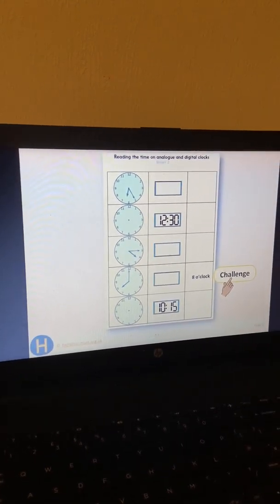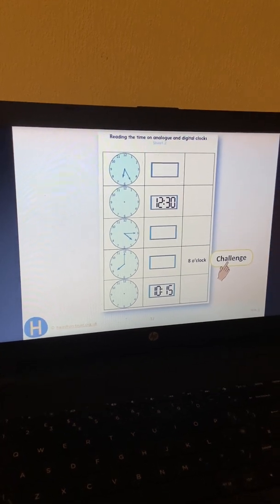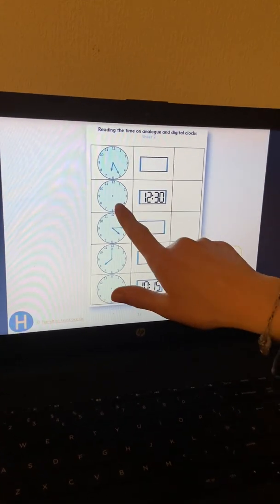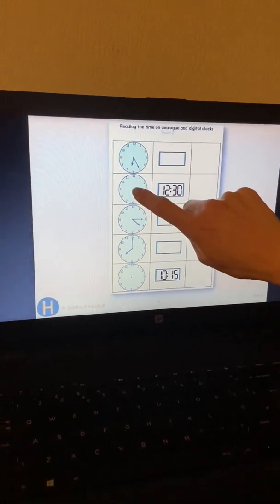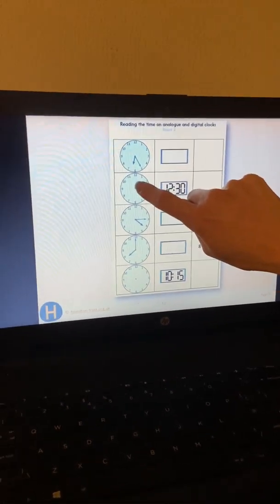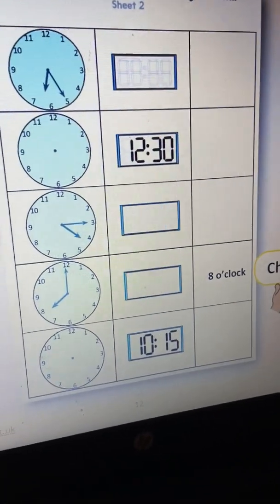If you do feel like you want to give it a try, but you're a bit unsure, throw your answers at me and we can discuss it through Seesaw, okay? This one, you have to draw 12:30 on the clock yourself. So again, I would draw the shorthand, the hour hand first, and then draw the long minute hand, okay? And that will be your challenge for today.